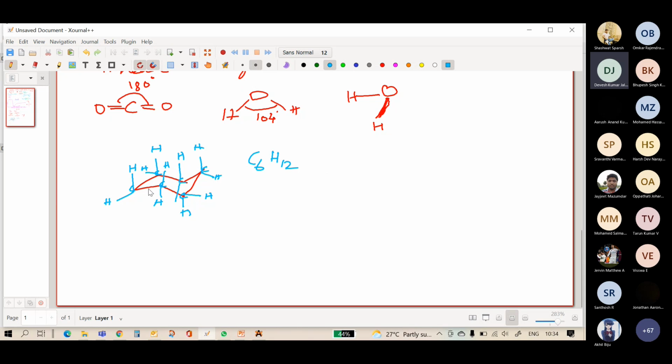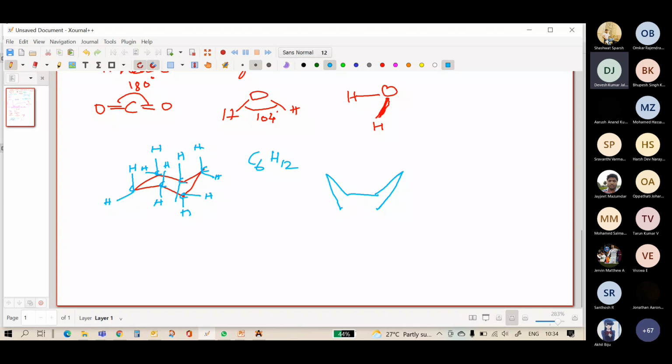Now, how do you know that the chair conformation is the most stable conformation, which means that its potential energy is the lowest of all the conformations? What are the other conformers? There is one more conformer which is also pretty common. This is called the boat conformation.